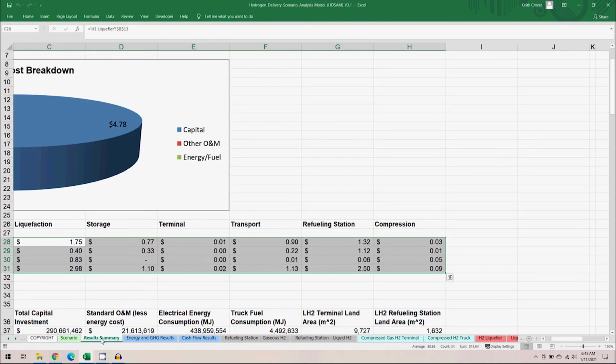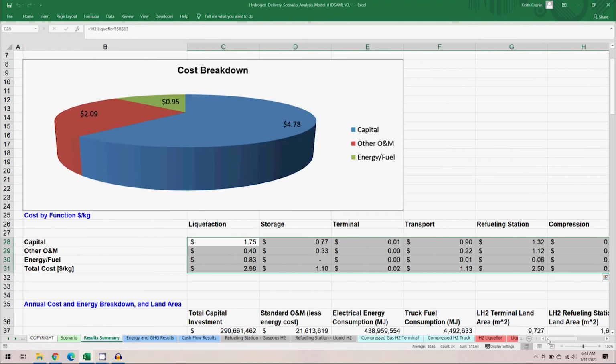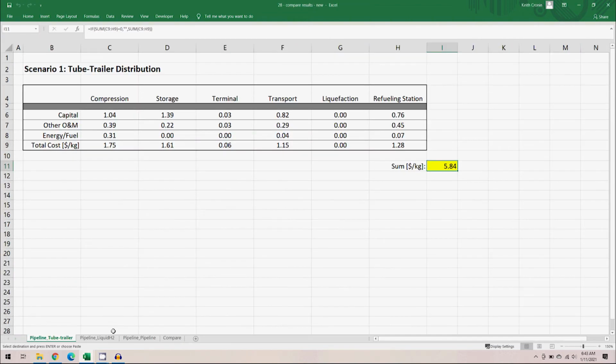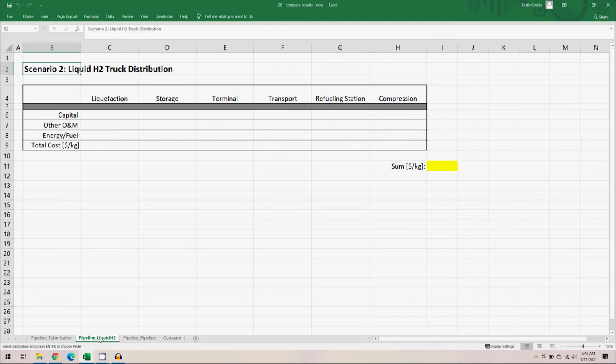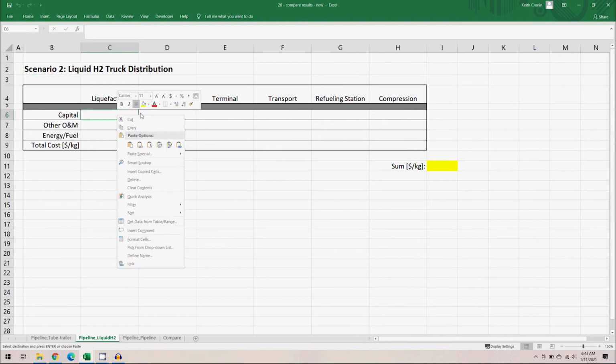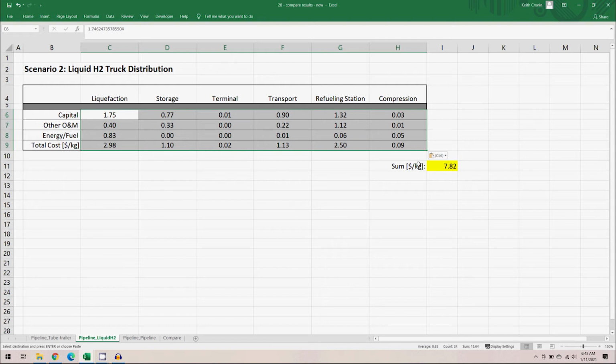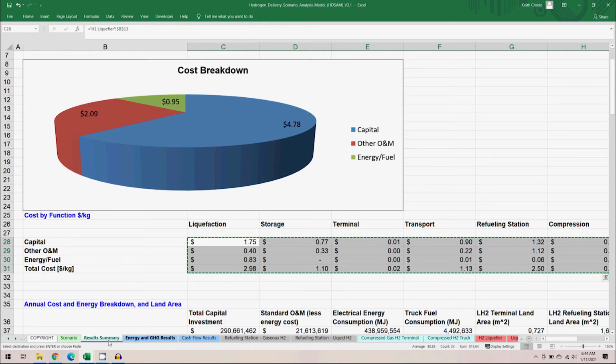From the results summary sheet, I'll copy over the cost by function results to my comparison workbook. The total cost for the liquid H2 distribution scenario is $7.82 per kilogram of delivered hydrogen. That's about a third higher than the same result for tube trailer distribution, almost $2 more per kilogram. I'll dig into some more granular differences in a minute, but I first want to run one more scenario.